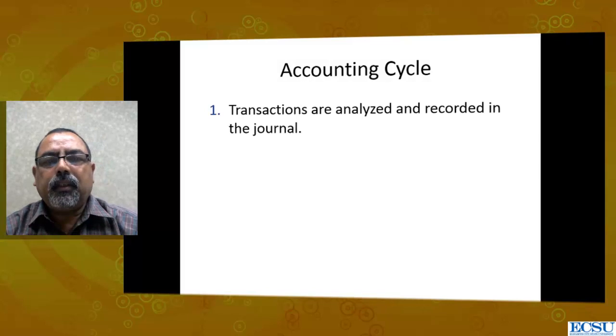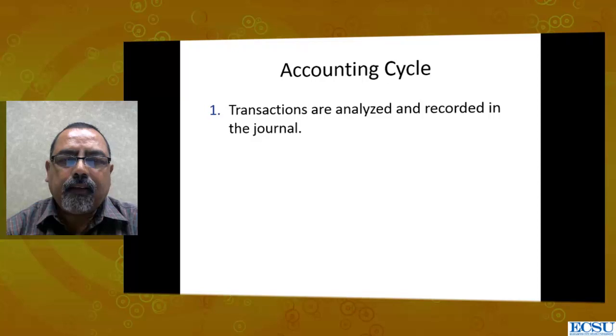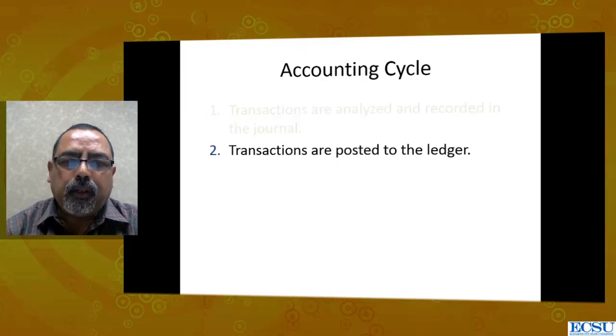The first step is the transactions are analyzed and recorded in the journal. Please understand, we don't record everything. We'll be recording only those transactions and events having financial implications which can be measured in terms of money. So that would be number one.